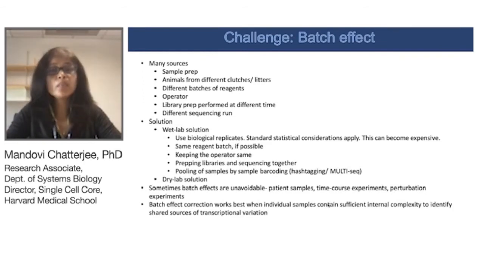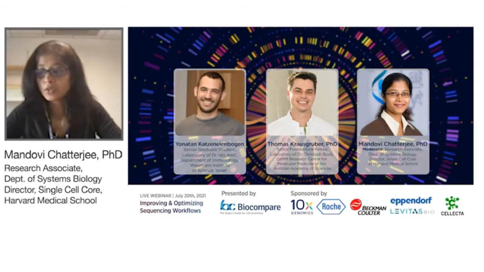And recently, pooling samples by sample barcoding has become pretty popular as well. There are a few dry lab solutions as well for batch correction. Sometimes batch effects are unavoidable, for example, in case of patient samples, time course experiments, perturbation experiments, and so on. With this overview, it's time to move on to the next part of the webinar.